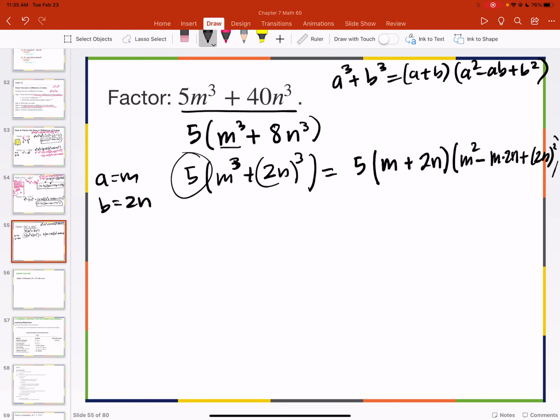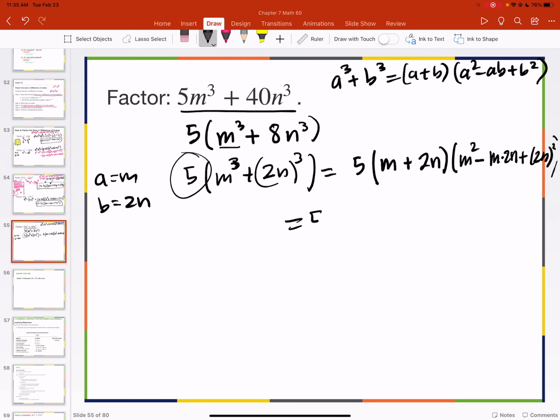So then simplifying, this is going to be 5, and then you bring m plus 2n there. Okay, m squared minus 2mn. We usually write the number and then the letters, the variables, in alphabetical order, plus 4n squared, and that is it.